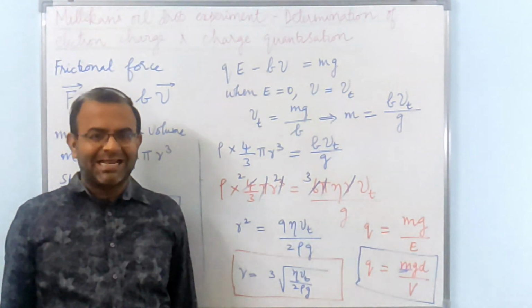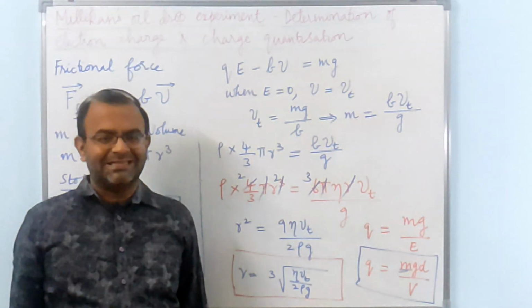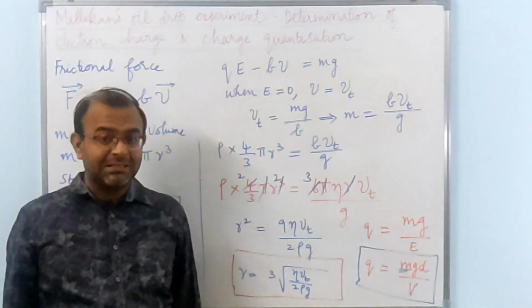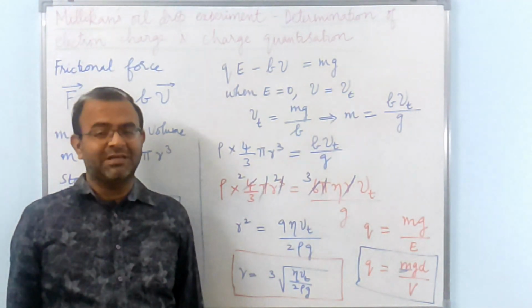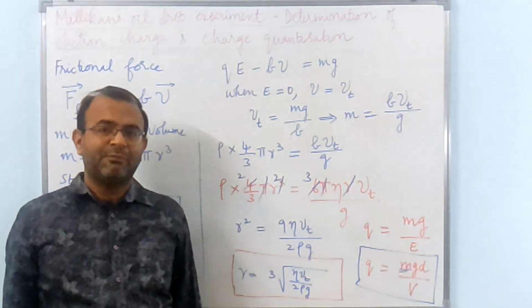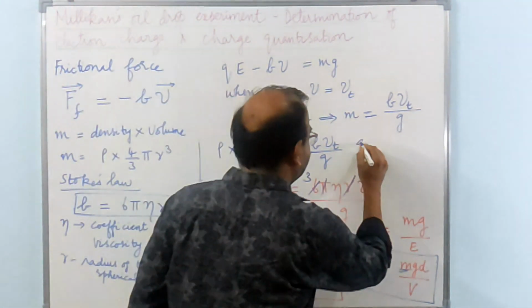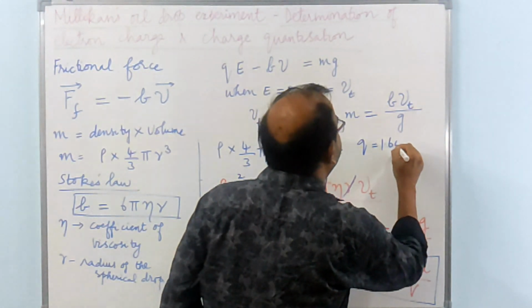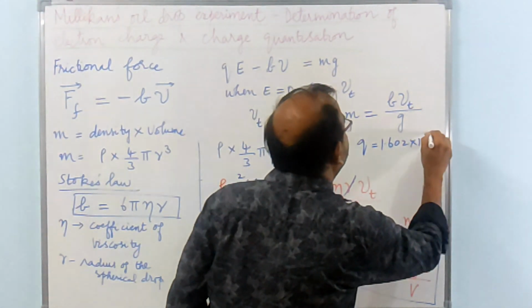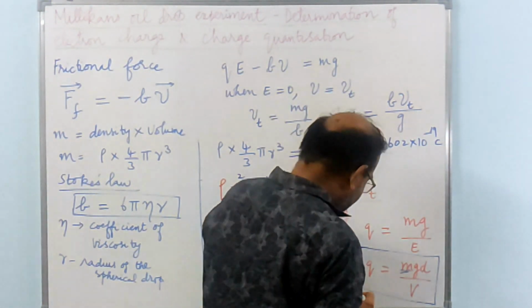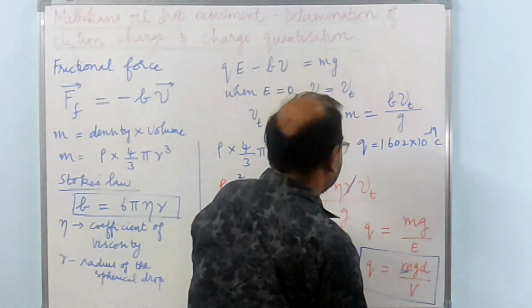he showed that there is a basic quantization of electric charge, and he found this quantum of charge to be equal to the electron charge, which is 1.602 into 10 power minus 19 coulombs. That is the currently accepted value for the charge of the electron.